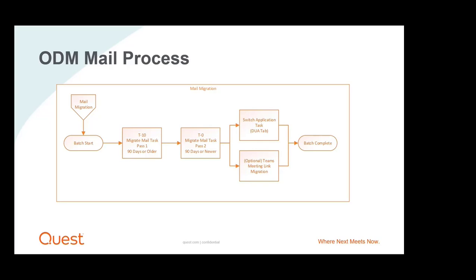So if you migrate 90 days or older, you get the weight of the mailbox done, the thing that's going to take the longest. And then the second pass when you're ready to switch those users over, 90 days or newer. And then move to the switching of those desktop applications. This would be changing and reconfiguring Microsoft Outlook. We also have an optional Teams meeting link migration. So in other words, we will rewrite new meeting links for every team meeting in that mailbox that mailbox was the organizer for.